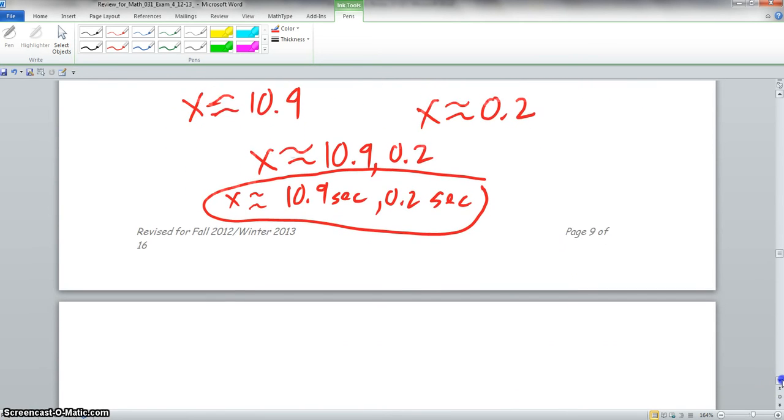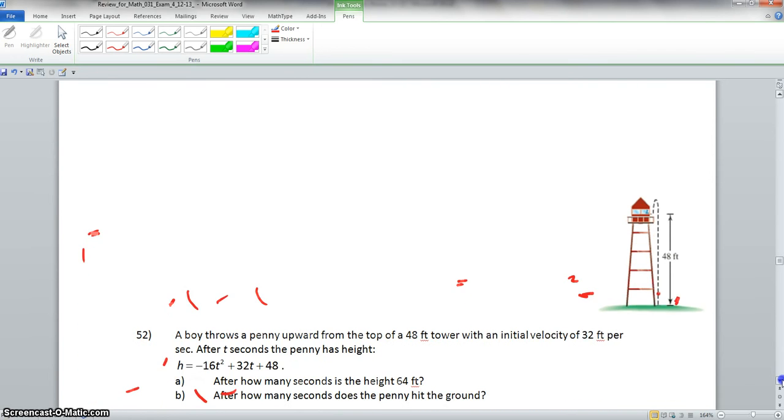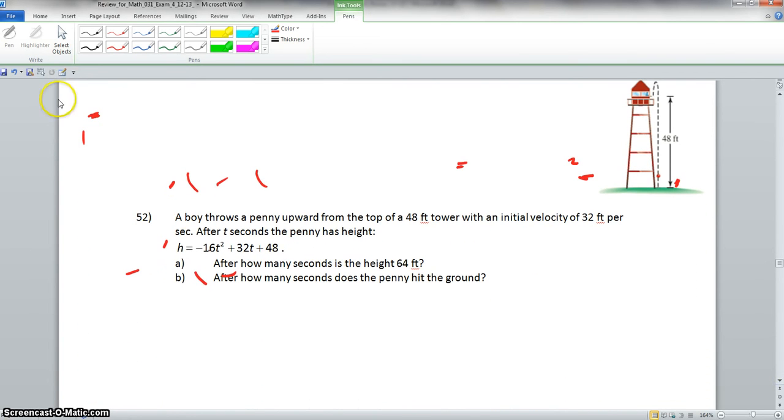Now, we move on to problem 52. There are a couple stray marks here that we need to get rid of. Just a couple, so don't worry about them. They're not going to affect the problem. But look at here, problem 52.